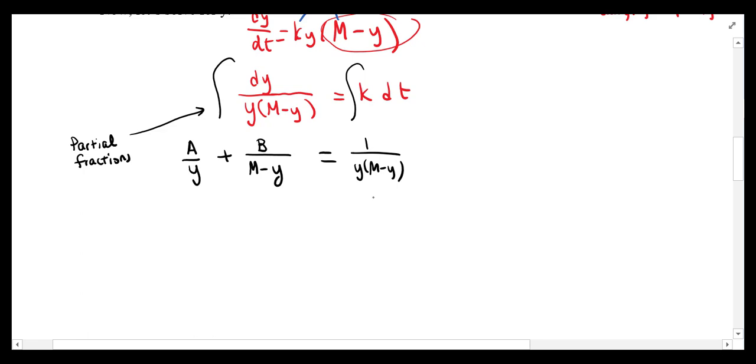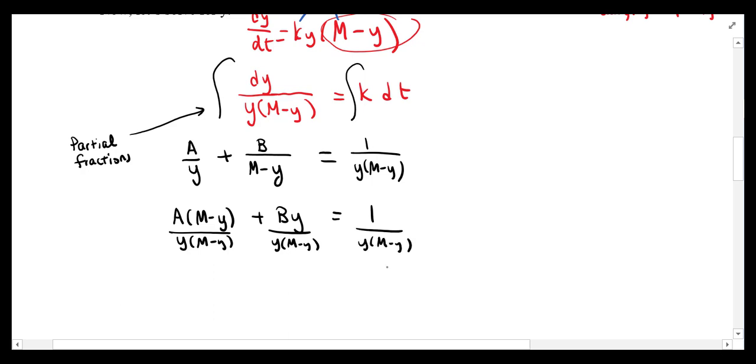Now, I hope you remember how to solve partial fractions. We will multiply by the terms, so A times (M minus y), because we want to have the same denominator, plus B times y equals 1. And once again, if you want to write down the denominator, you can. But why did we do this? Because now they all have the same denominator, and then we can just equate the numerator.